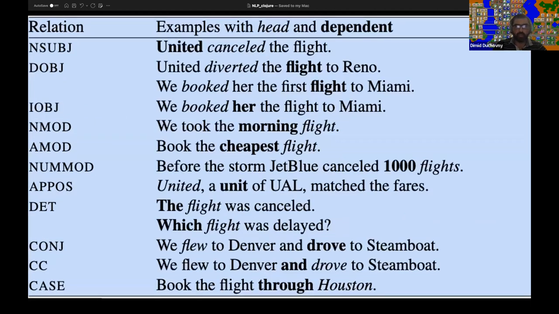Here you can see some examples with the head and the dependent. For example, nominal subject: United canceled the flight. Or the direct object: United diverted the flight to Reno, right? You might be familiar with some of these concepts, for example, subject and object from your high school grammar classes. So here it's much more nuanced.